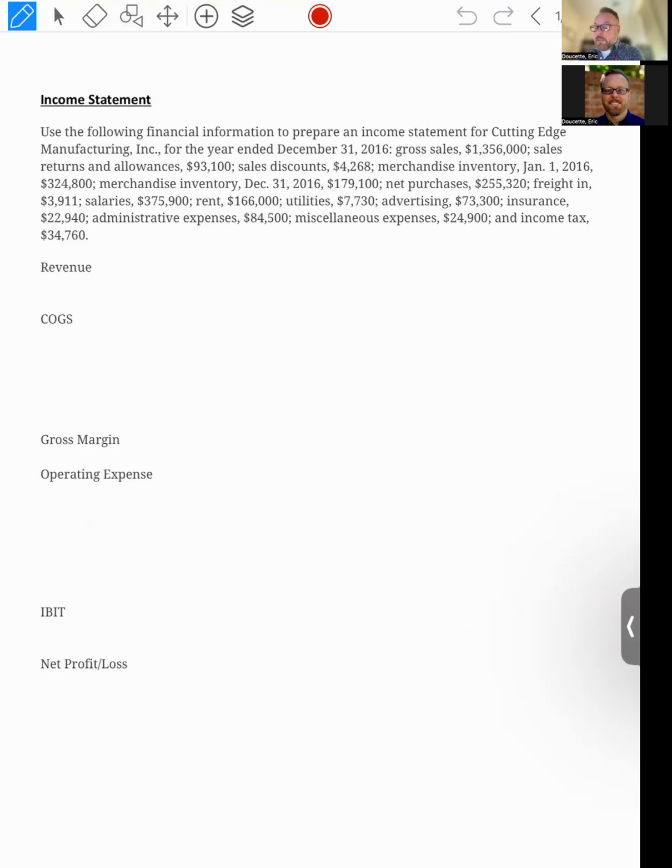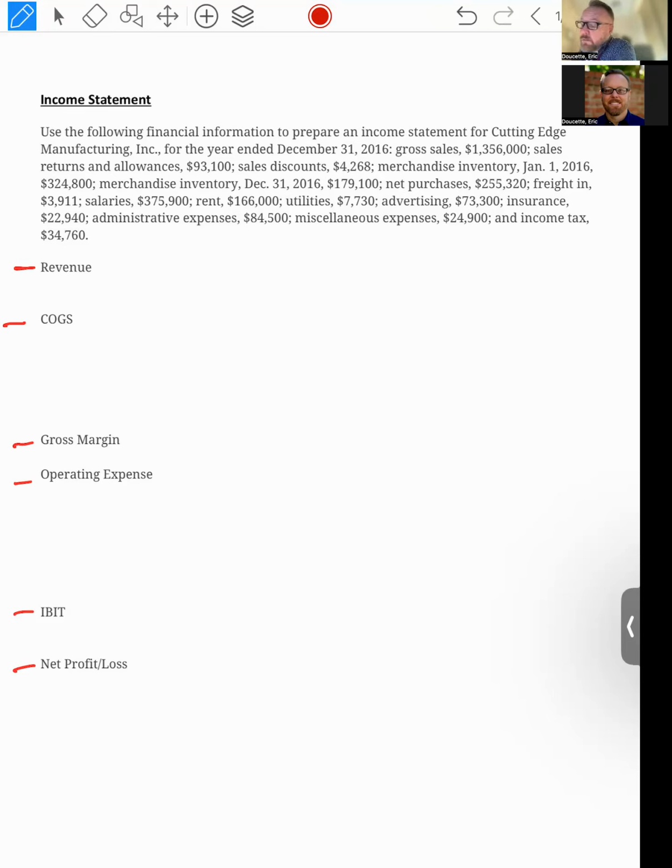If you notice, I already put the categories. So we have revenue, cost of goods sold, the gross margin, the operating expenses, the income before taxes, and then the net profit and loss. So we can just plug in the numbers to this chart here. Let me see if I have it already done for you. I do. Do I? Oh, that was the income statement. Let me see if I did it for the balance sheet. Okay, I didn't do it for the balance sheet or the income statement, but basically we would take revenue.